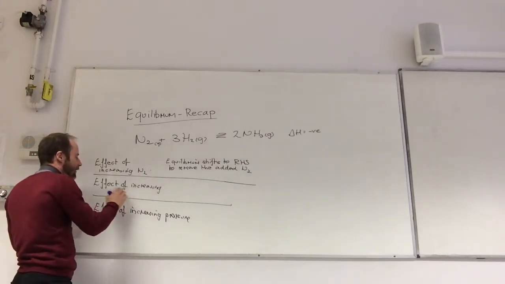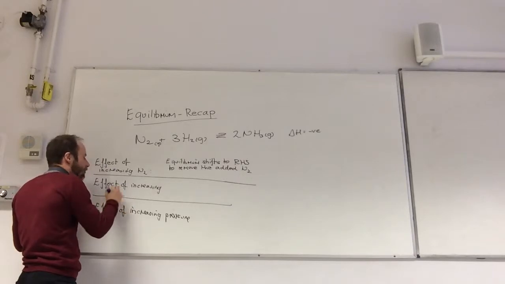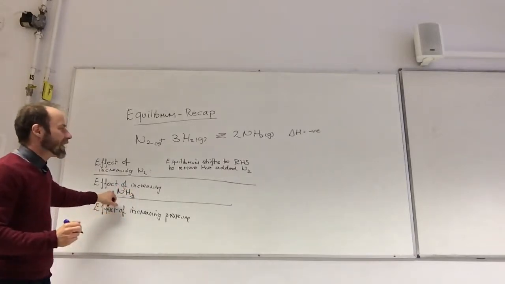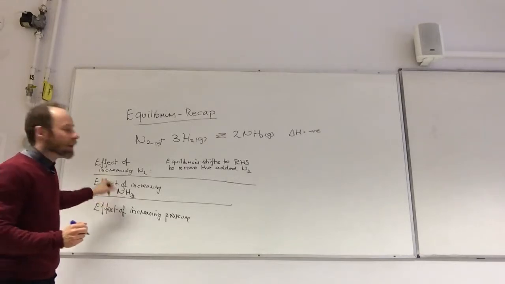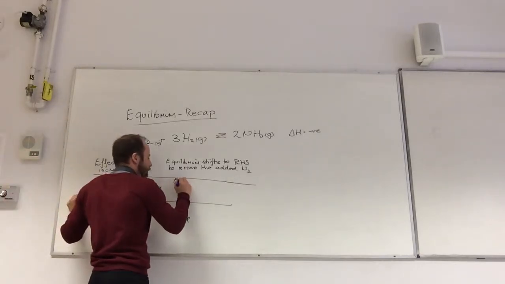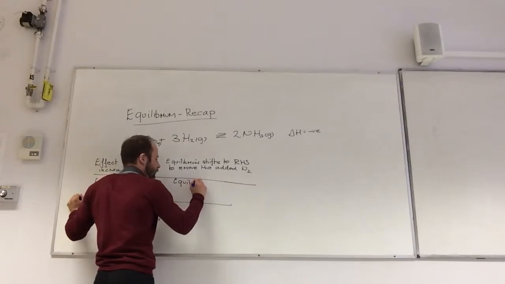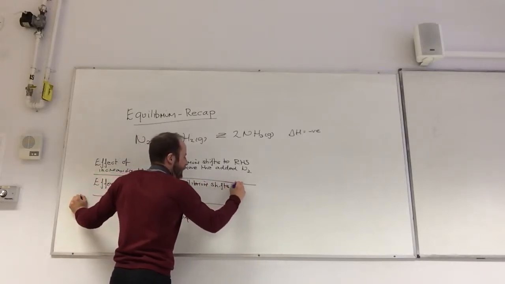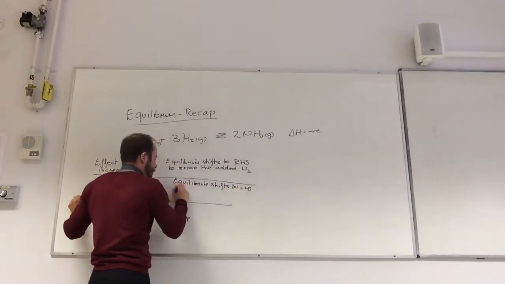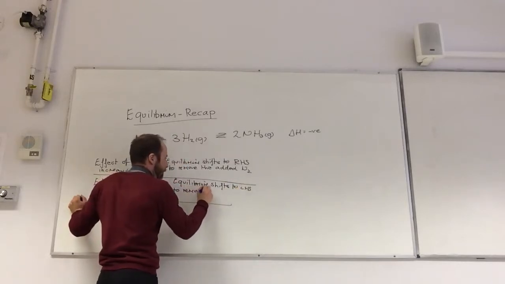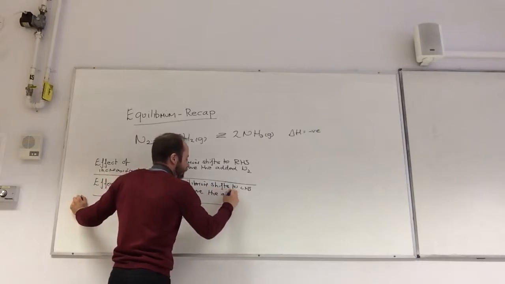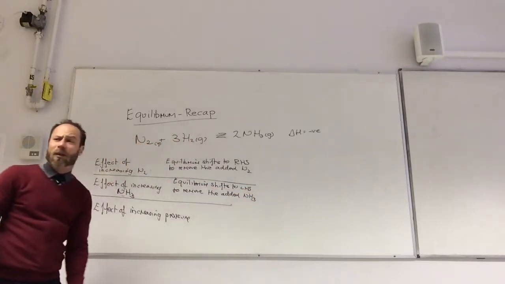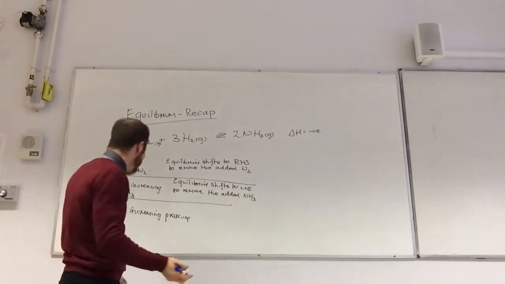What about if I change that? If I increase now the concentration of NH3, what will happen? Equilibrium will now shift to left-hand side to remove the added NH3. So you've got to be really careful when you answer the questions. You've got to explain really clearly why it's happening.